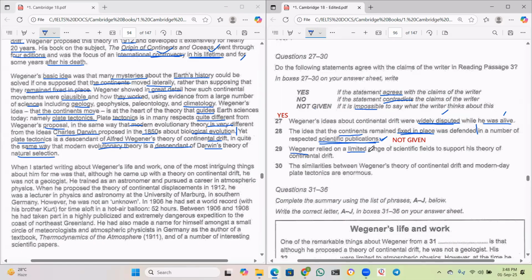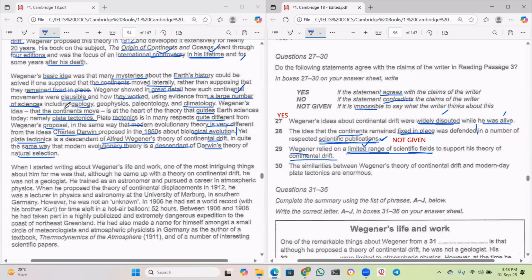Wegener relied on a limited range of scientific fields to support his theory of continental drift. Now he's talking about whether he relied on a limited range of scientific fields. What do you mean by scientific fields? He spoke about something here, right? Wegener showed in great detail how continental movements were plausible and how they worked, using evidence from a large number of sciences. See, this is the answer. Here he says large number, but here he says limited range of fields. So what is the answer? You should be getting it by now, right?